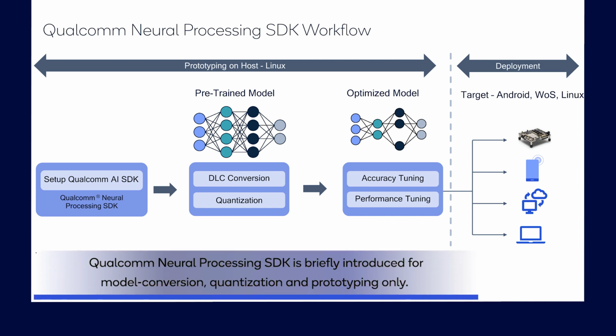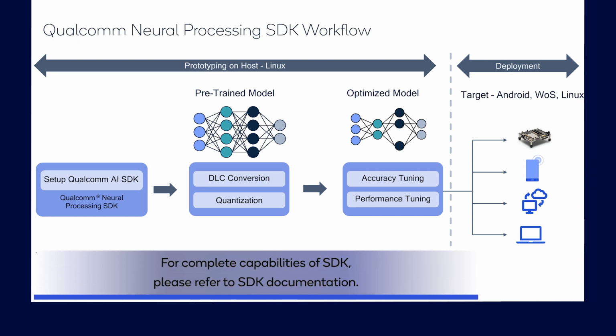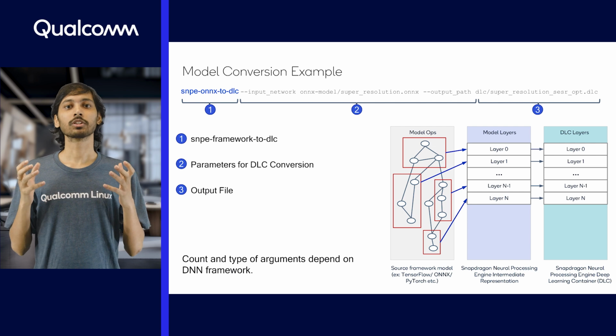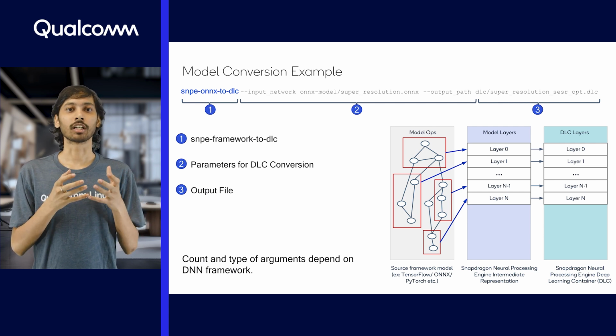Please refer to the SDK documentation for complete capabilities of using Neural Processing SDK. Some other important capabilities, for instance, include setting up a Docker for your SDK environment. Here are some examples of using Qualcomm Neural Processing SDK. The first step is the conversion.